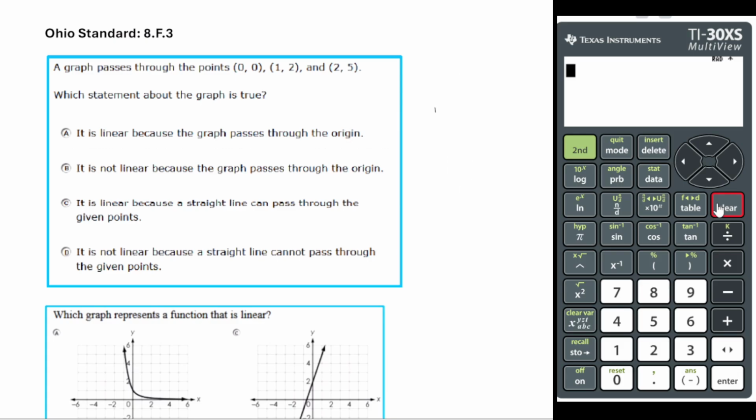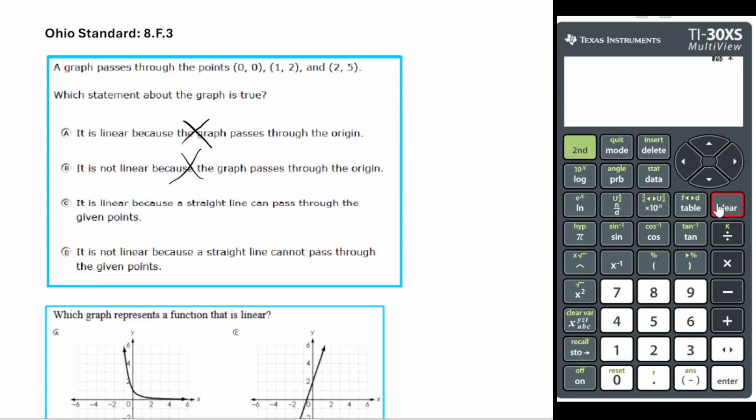And just like that, you can have lines that don't pass through the origin like this. That's a linear function. When you think of linear function, all you're thinking of is line. Break down linear: line. Okay? So A and B are out immediately. So now we have to go through C and D.